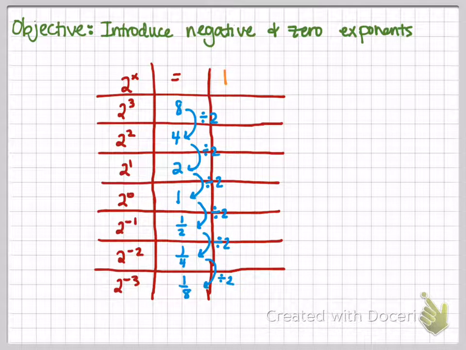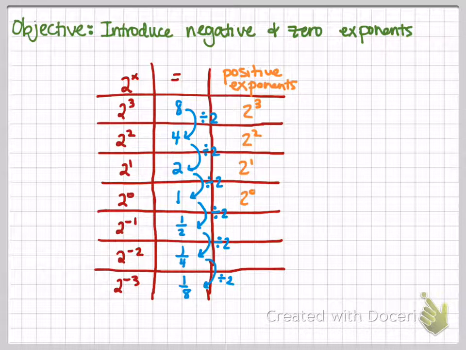Now we want to make some connections between the exponents over here, and figure out how to get all of those exponents to be positive. So we're going to fill in this third column of the table with positive exponents. Those first 4 can stay the same: 2 to the third, 2 squared, 2 to the first, and 2 to the 0 power. What you're going to notice is that 2 to the negative first I turned into 1/2, which I can rewrite as 1 over 2 to the first power.